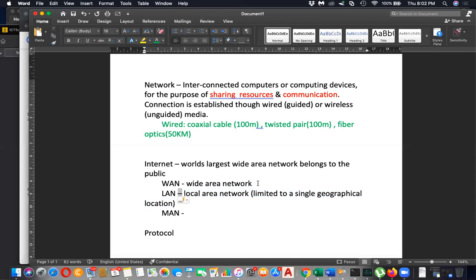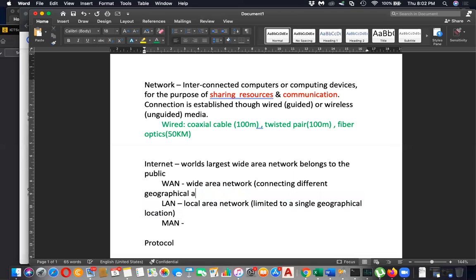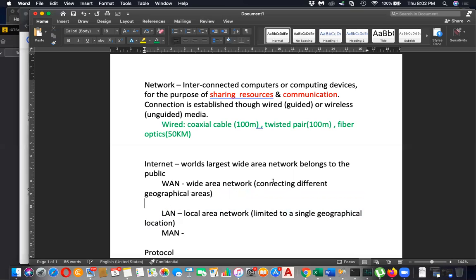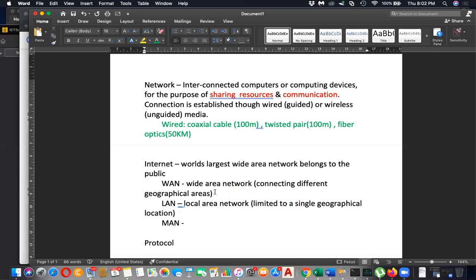So what is WAN? WAN means connecting different geographical areas. Now my machine and your machine are connected, but we are in a wide area network. Why? Because we are in two different geographical locations. Therefore we belong to a WAN, wide area network. A local area network is your own area.